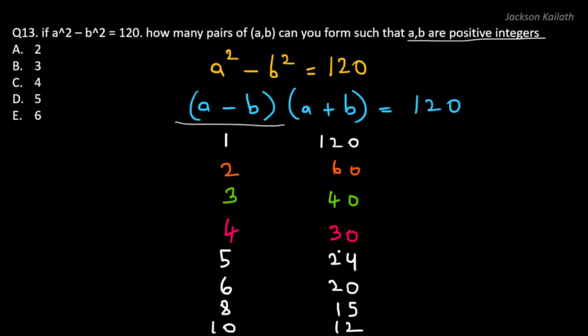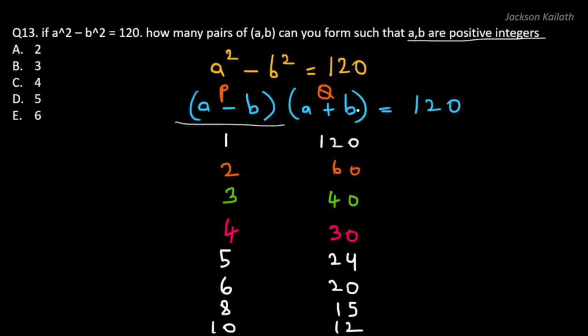Now, one way of solving this is you could take all these pairs where a minus b is 1 and a plus b, for example, is 120, and solve to find the values of a and b and check whether they are positive integers. But a better way is to take a minus b as p and a plus b as q, two different variables. Now you can notice an interesting thing here.